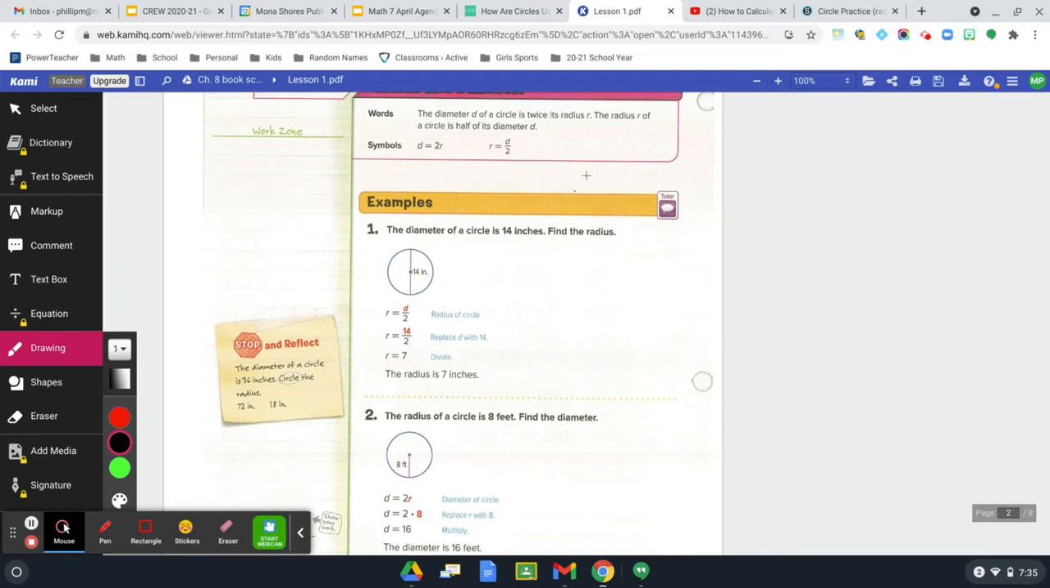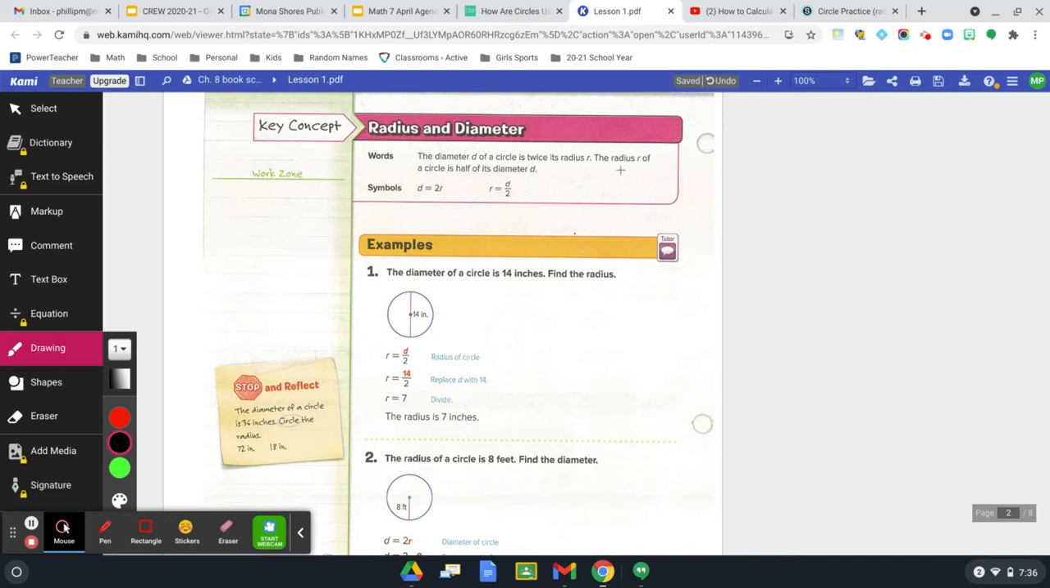Now, another side of that is, the radius, R, of a circle is half of its diameter, D. The radius is half of the diameter. So where you see R equals D divided by 2, that's just saying to get your radius, take that diameter and cut it in half, divide it by 2. So look at example 1 with that. The diameter of a circle is 14 inches. Find the radius. Well, if you see that diameter going from one end of the circle to the other, and it's showing 14 inches total, if you need that radius, cut that in half. So half of 14 is going to give you 7 inches for the radius in this case.